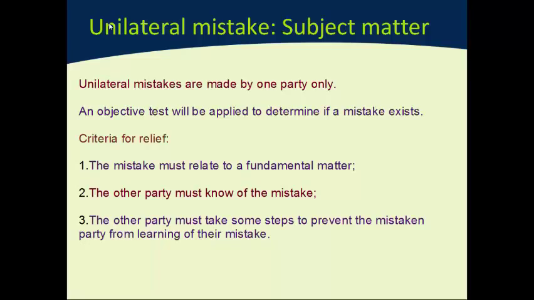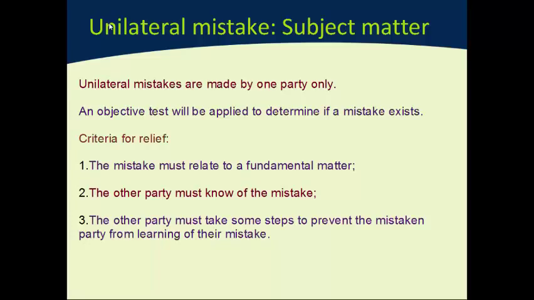Can you see that in this case, one party, that is Maria, has made a mistake, and the other party, that is Stephen, has not made a mistake at all? That's a unilateral mistake. So unilateral mistake generally occurs when two things are true. First is that one party has made a mistake. A second is that the other party knows they've made a mistake. So the other party allows them to go into the contract under a false apprehension.